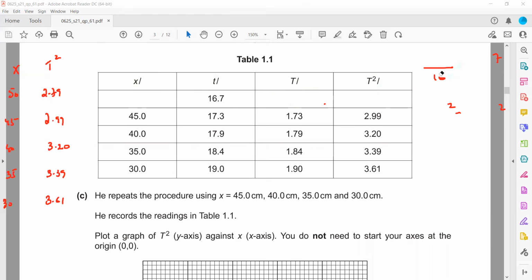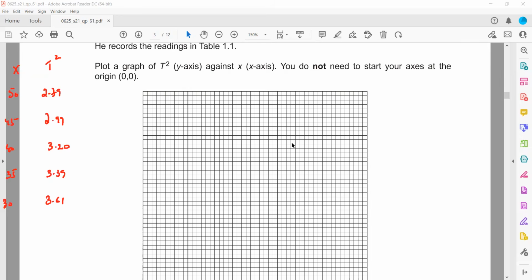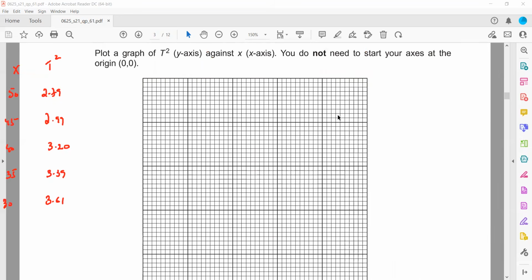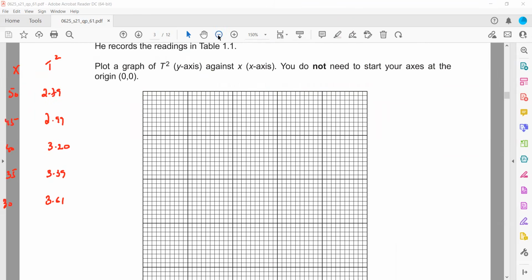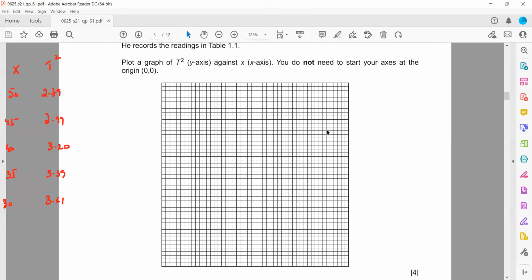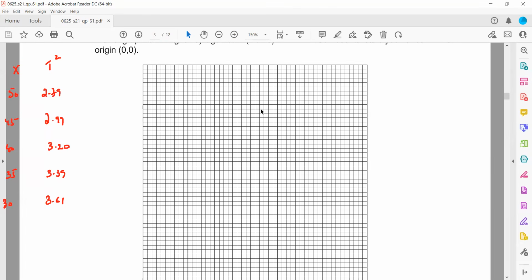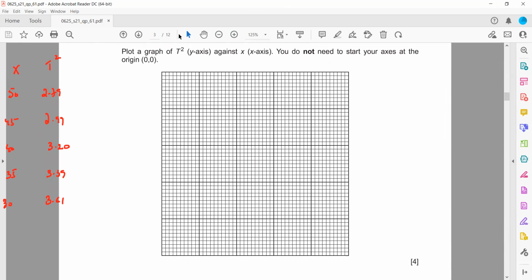So now we'll use these values to plot a graph between T square and X. They mention plot T square on the y-axis and X on the x-axis, and you do not need to start your axis at the origin. That means we don't have to include the origin, like we don't have to mention 0, 0. We can start with any number. Since they mention the x-axis, I should have X. So we'll draw a line.